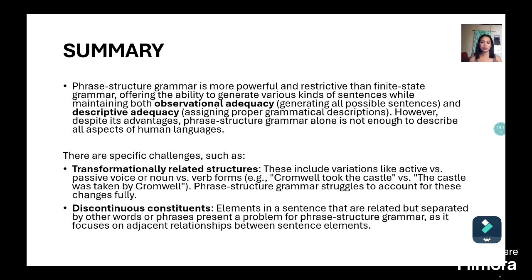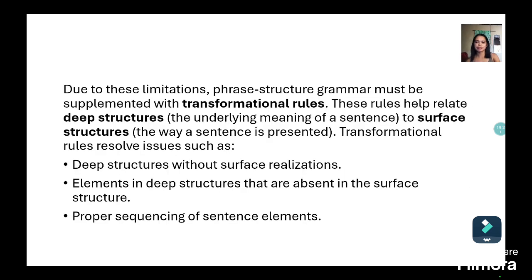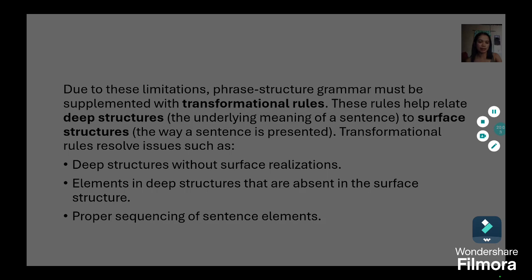Now the second one in specific challenges. Discontinuous constituents, elements in a sentence that are related but separated by other words or phrases, present a problem for phrase structure grammar as it focuses on adjacent relationships between sentence elements. Due to this limitation, phrase structure grammar must be supplemented with transformational rules. So these rules help relate deep structure, the underlying meaning of a sentence, to surface structure, which means the way a sentence is presented. So transformational rules resolve issues such as deep structure without surface realization, elements in deep structure that are absent in the surface structure, and poor sequencing of sentence elements.